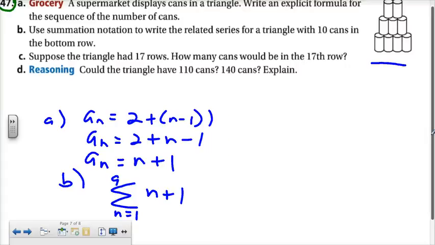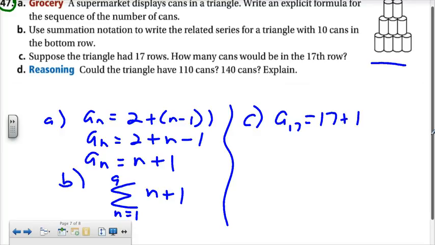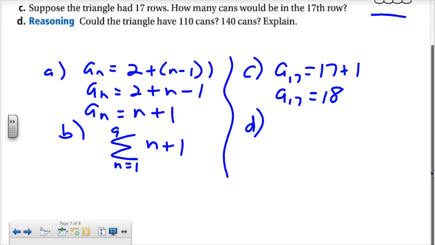And then C says, suppose the triangle had 17 rows, how many cans would be in the 17th row? Well, that's not a biggie, just use the rule. That's going to be 18. And then D says, could the triangle have exactly 110 cans? Exactly. Could it have exactly 140 cans, and explain?